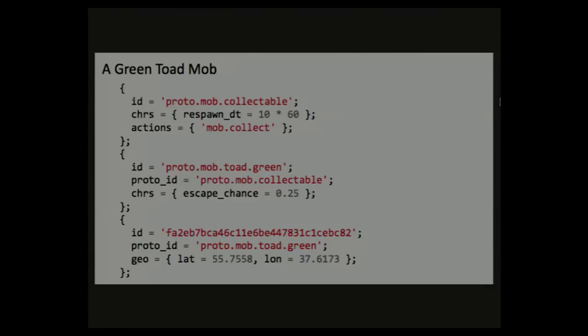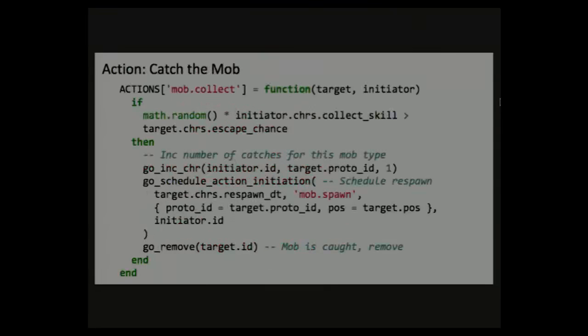It has a UUID, unique ID, sorry. It has a position, and it has a reference to a prototype. Here's its prototype, which is a specific prototype for this kind of monster. It sets the escape chances for it. And it has a prototype in itself, and that prototype sets the respawn time. And here's the implementation of an action that catches a mob. We'll skip it.